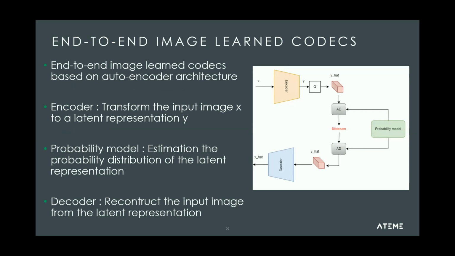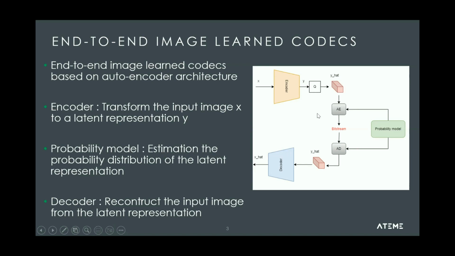So they are based on an architecture called the auto-encoder. This auto-encoder has an encoder that takes an image X and transforms it to a representation Y. We call this representation a latent representation. It is more compact and it is reduced in terms of dimension. Then we will quantize this representation to y hat.